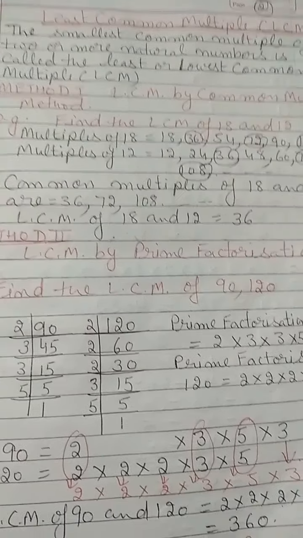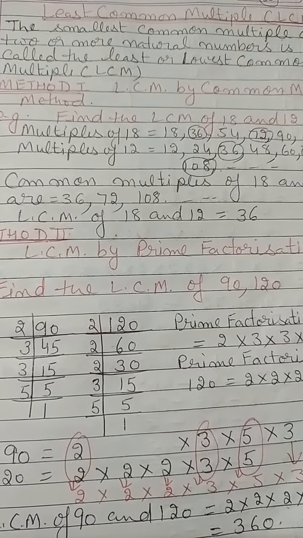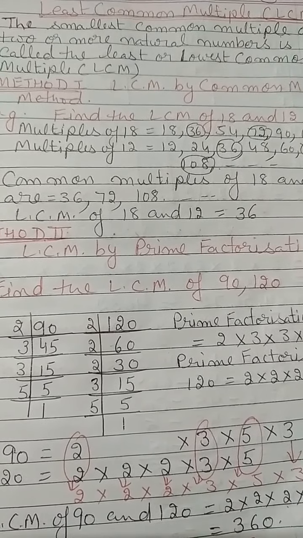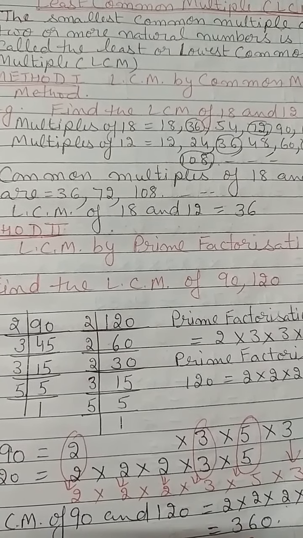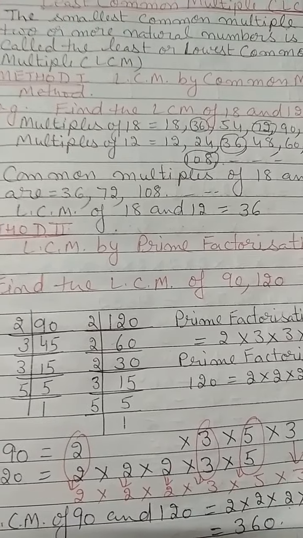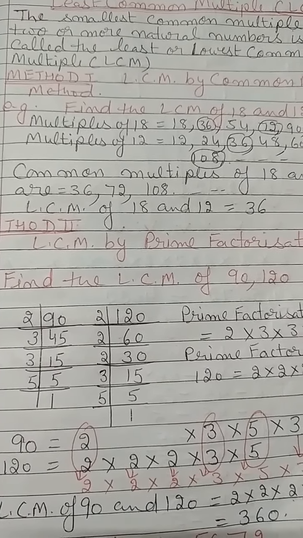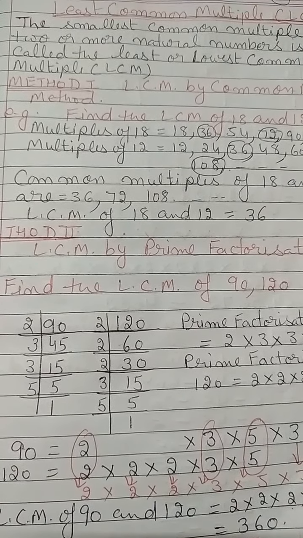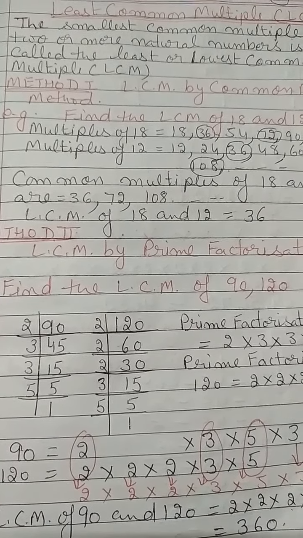We have three methods to find the least common multiple. First method is least common multiple by common multiple method. Second method is least common multiple by prime factorization method. And third is least common multiple by division method. So first we will discuss the first method, LCM by common multiple method. Here I have one example.